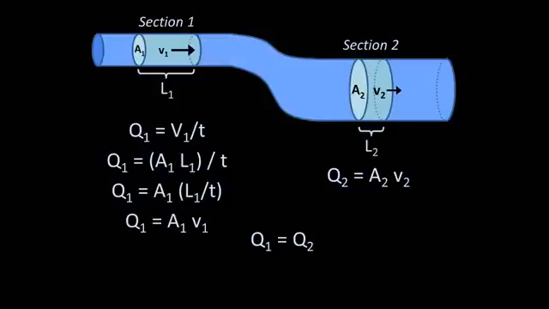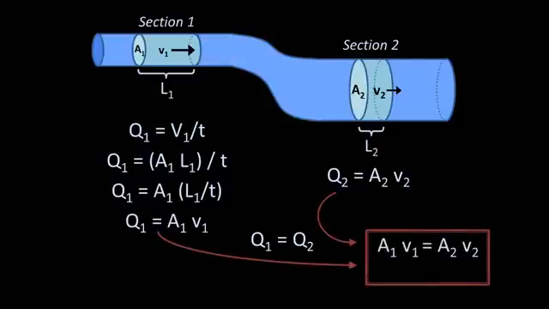So if Q1 equals Q2, then we can say the product of A1 and V1 is equal to that of A2 and V2. This is what's referred to as the continuity equation. This is the simplified form appropriate for non-compressible liquids. You can think of it as a statement of conservation of flow, which is really the law of conservation of mass as applied to moving fluids. That is, what passes through section 1 must pass through section 2. Volume of fluid isn't lost or created somewhere in between the two.